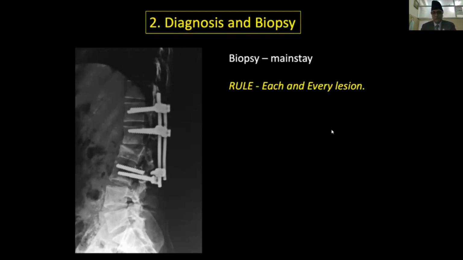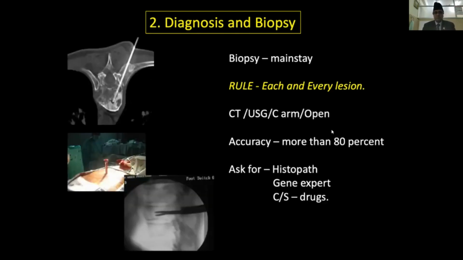Ideally speaking, each and every lesion should be biopsied in today's day and age. There are multiple ways in which you can do it. It could be CT guided, sonography guided. CM is something that we all can do as orthopedic and neurosurgeons. And open biopsy is something which we all take on table. The accuracy is more than 80%, and the things to ask for are a histopathological examination to rule it out from different conditions, GeneXpert to rule out rifampicin or INH resistance, and then obviously to ask for sensitive drugs.